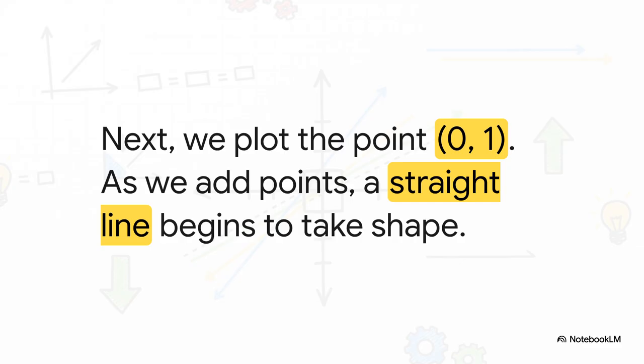The 0 for x means we don't go left or right at all. We just stay put on that middle vertical line. Then the 1 for y tells us to go up 1 step. And there it is, our second dot. See, we can already kind of see how the line is going to look.